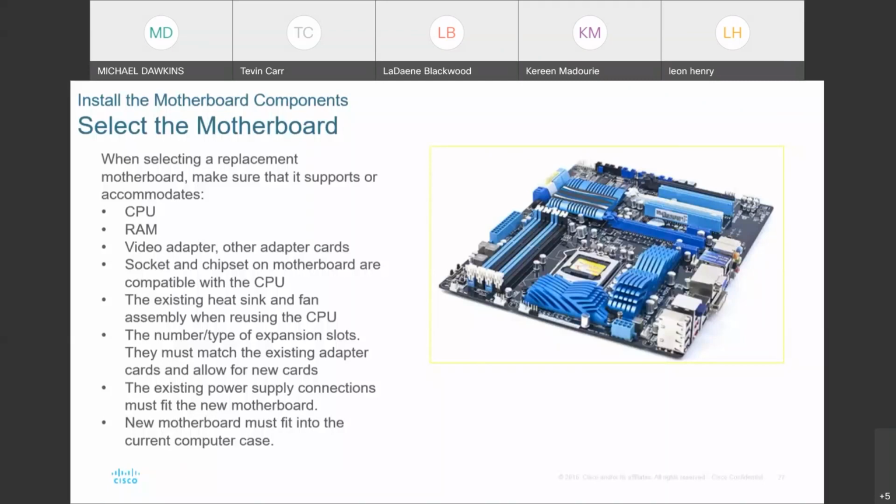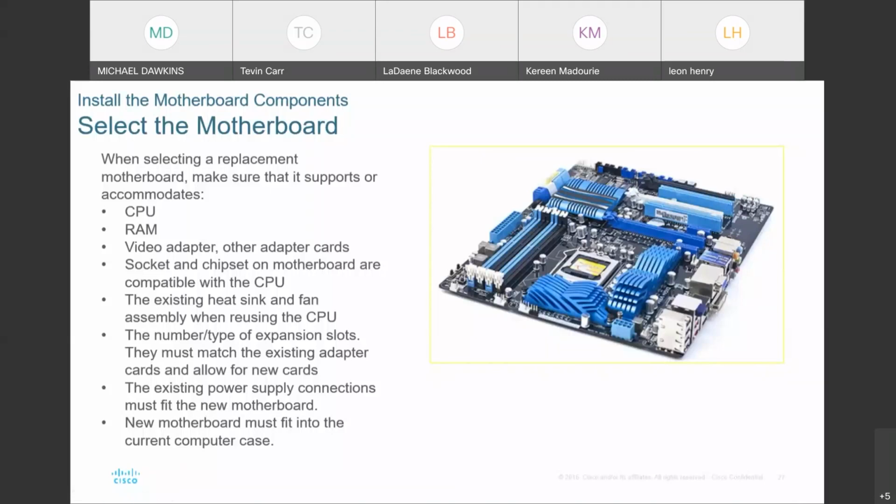But if you get to the point where you have to change your motherboard, you're going to have to select a motherboard. When selecting a replacement motherboard, you have to make sure that it supports and accommodates the things I was speaking of: your CPU, your RAM, your video adapter, and other adapter cards. I did not dwell on the video adapter and other adapter cards because most motherboards on the market now already have an integrated video card on them.